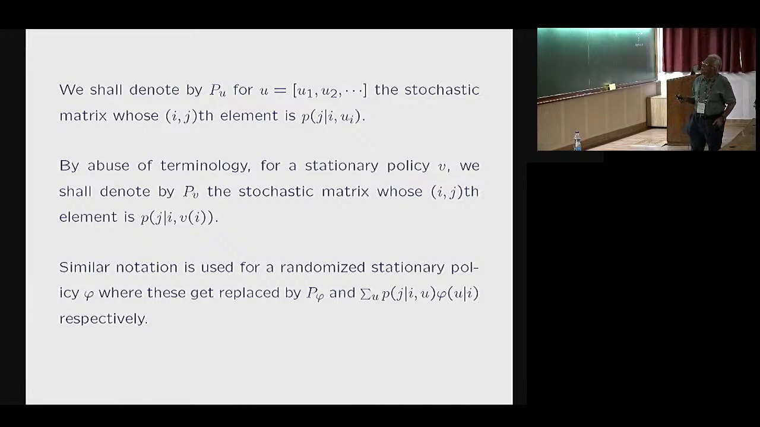Okay, so let me denote by P_u the stochastic matrix whose ij-th element is p(j | i, u_i). So u is the entire vector of controls. And for a stationary policy v, the transition probability is p(j | i, v(i)). I will just write P_v. So it's either a fixed control or a stationary policy. Similarly, I will use a subscript for denoting randomized stationary policies.